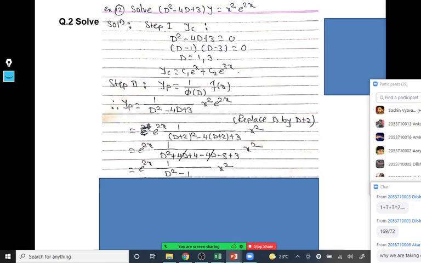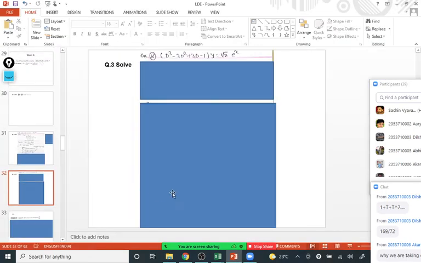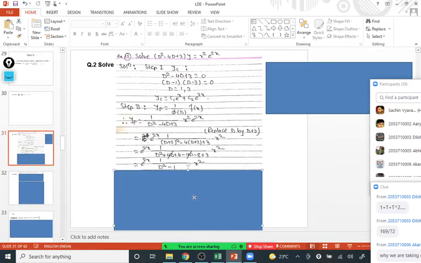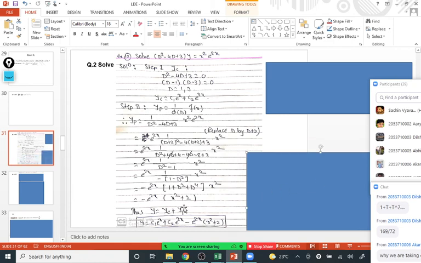Sir, minus e to the power 2x into x square plus 2. Okay, just one minute. Minus e raised to 2x into x square plus 2. Very good, that is the correct answer here.